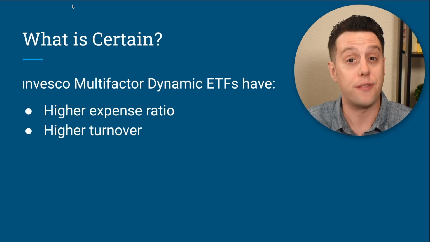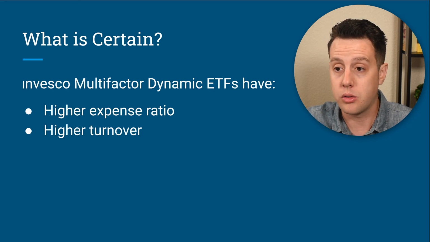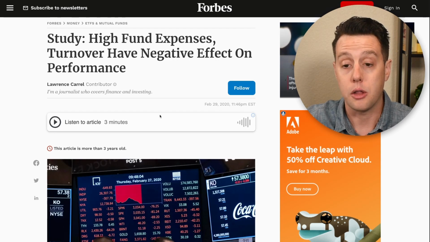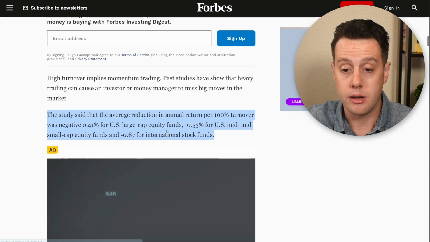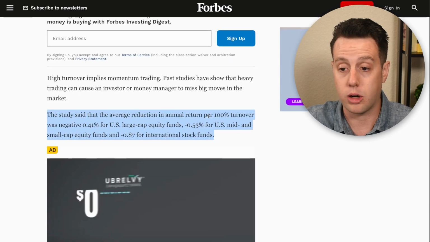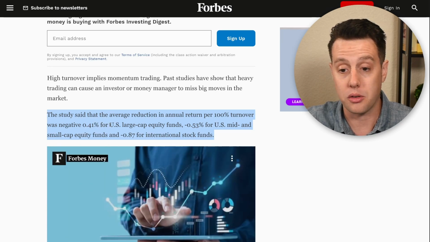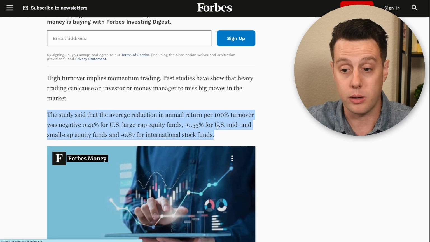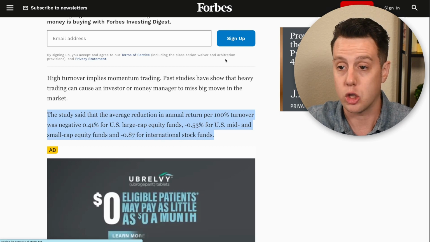Now, I wasn't able to find these direct fees in the fund's literature. Maybe it's there and I missed it. But instead, we're going to use this study that Forbes was talking about to estimate the cost of the turnover for the fund. And this study found the average reduction in annual return per 100% of turnover was negative 0.41% for U.S. large cap equity funds, negative 0.53% for U.S. mid cap and small cap equity funds, and 0.87% for international stock funds.